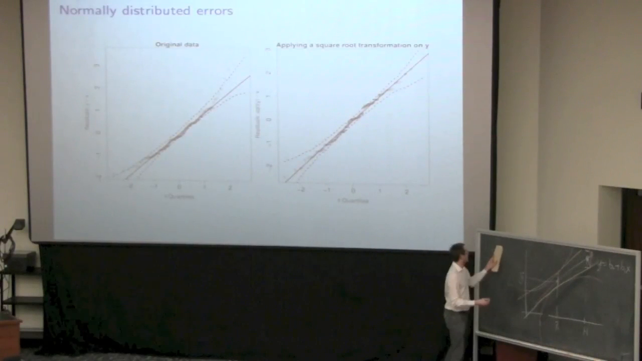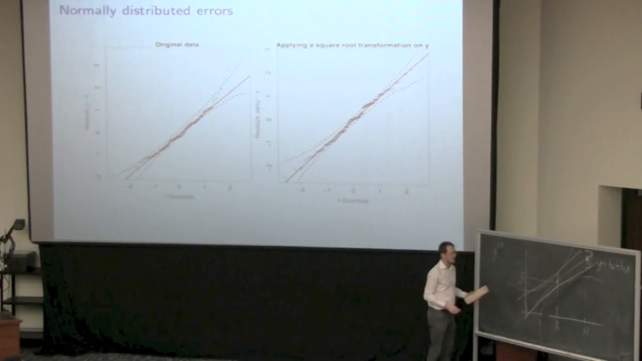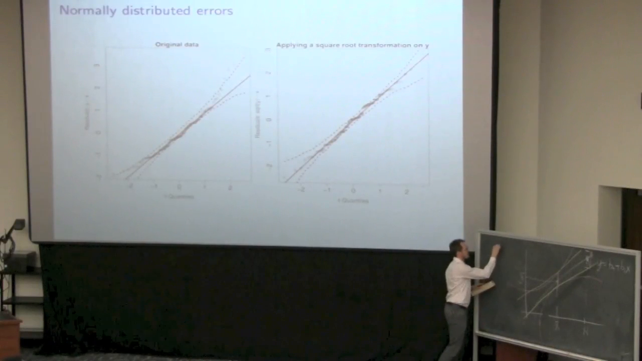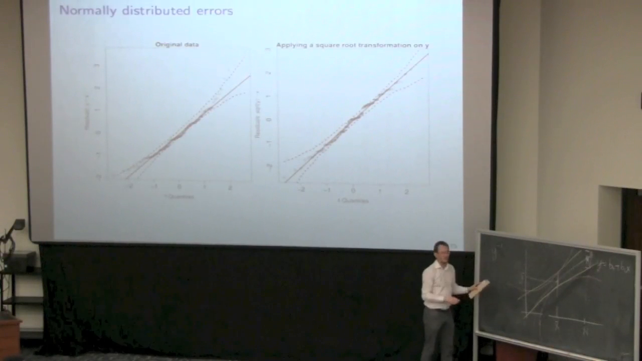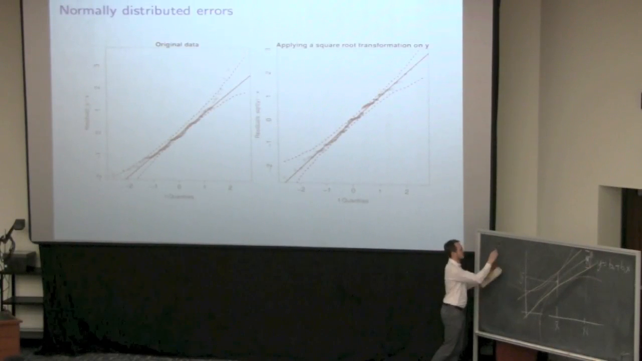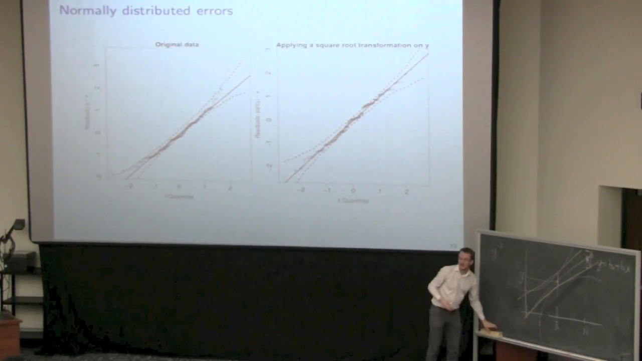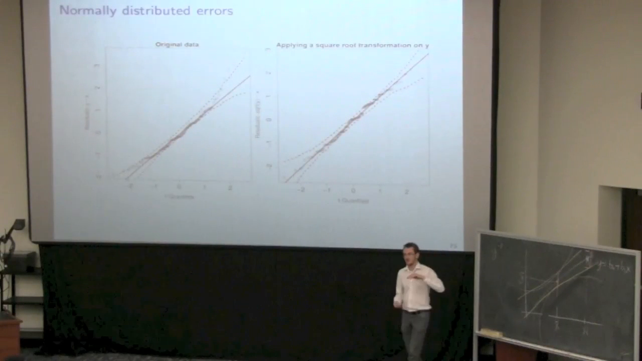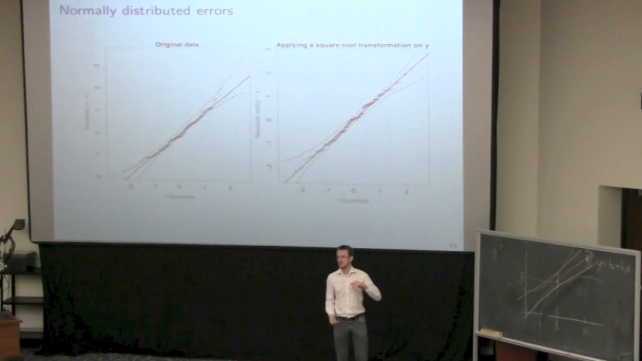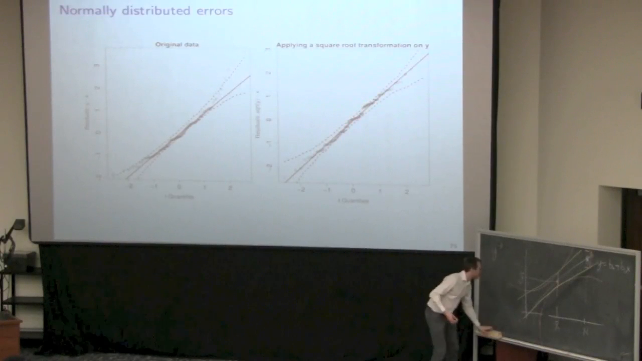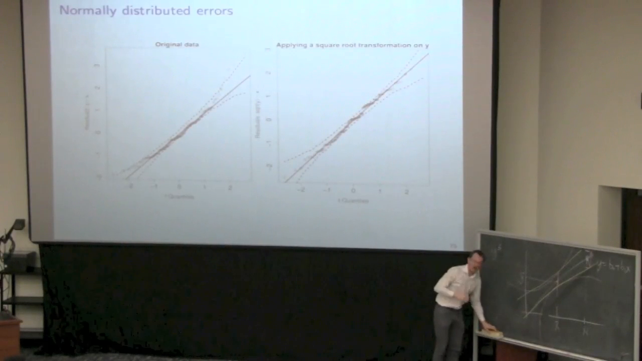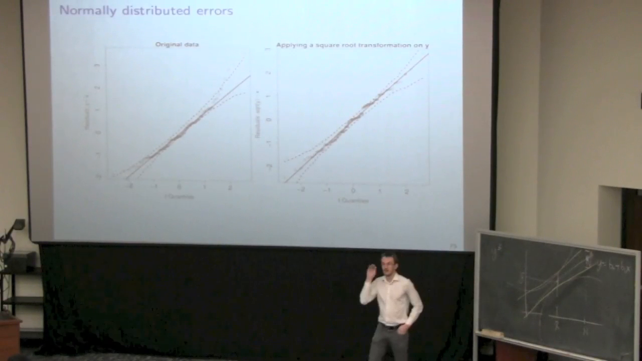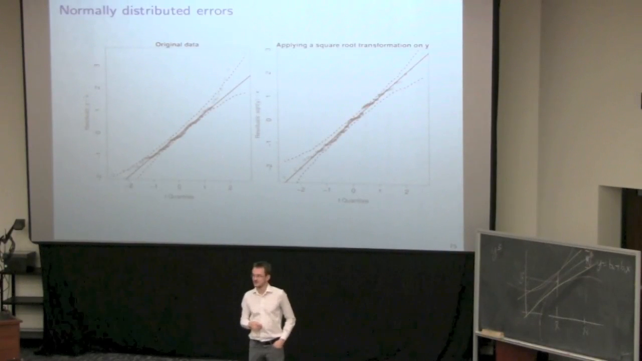I could take y raised to the power of 0.5. I could take y raised to the power minus 0.5. I could take y to the minus 1, y to the minus 2, minus 3, and so on. And clearly, as I go more and more negative, I'm taking a more aggressive transformation of the variable. I could also go the other way. I could start at 1, but I could go y squared, y cubed, and so I can go up the ladder of powers, or I could go down the ladder of powers.